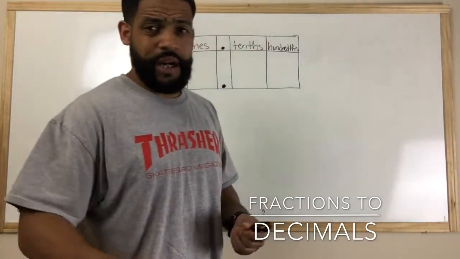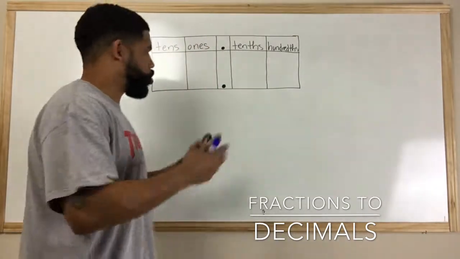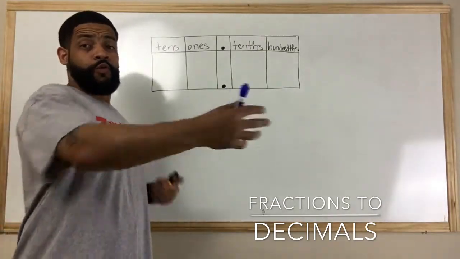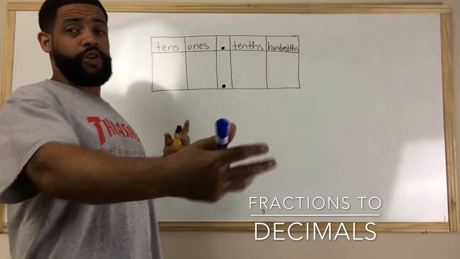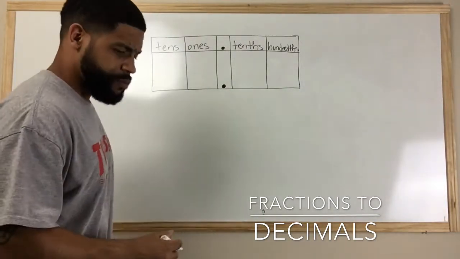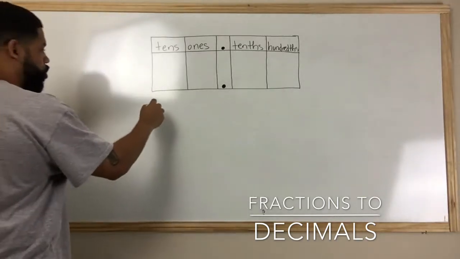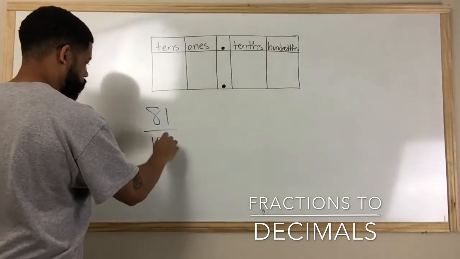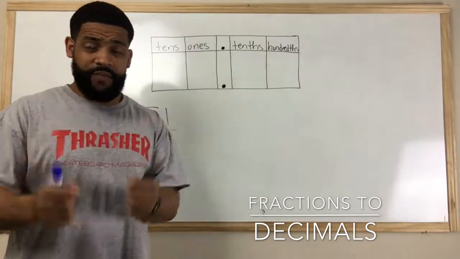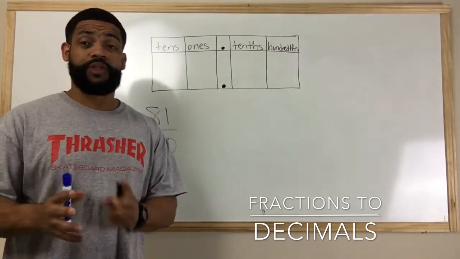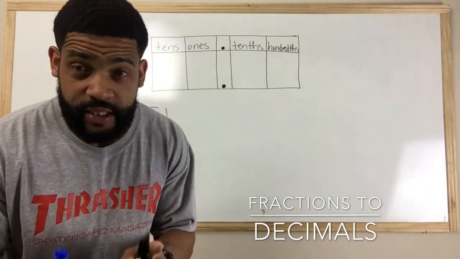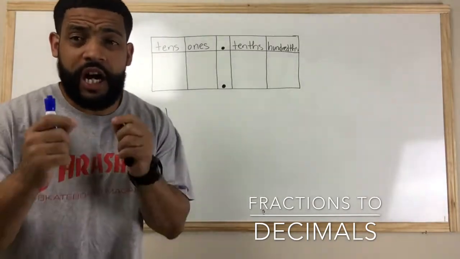As you can see behind me, I have a place value chart, so to speak. It's a small one. There are many more spaces, but we'll show those later as the curriculum increases the place value. Let's take the example of 81 over 100. There are several ways that you can read this, and in different countries they even read this differently. But we say 81 hundredths, with a th. 81 hundredths.